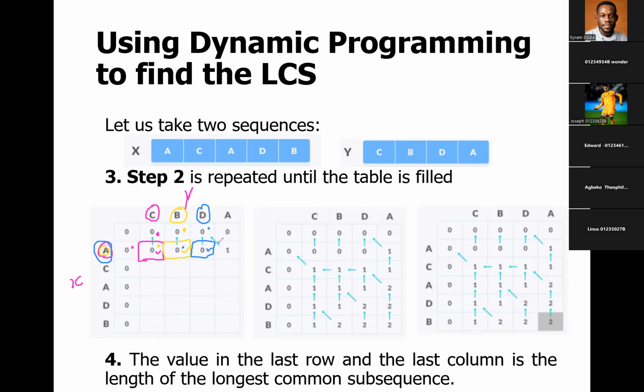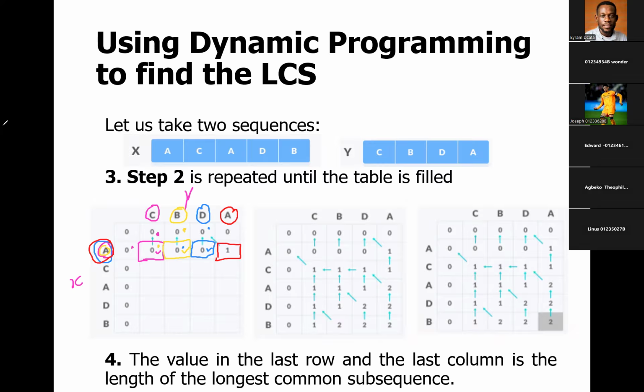Okay, so I think that's a good question. So let's take the next cell, which is A, and then A. Are they the same? Yes, sir. Yes. So if they are the same, what's the rule saying? It said if they are the same, there should be what? You add one.